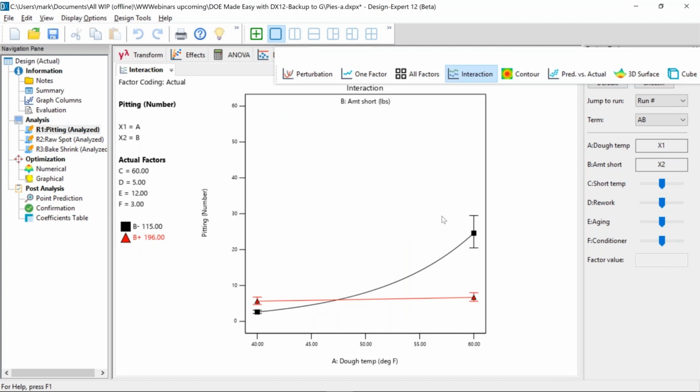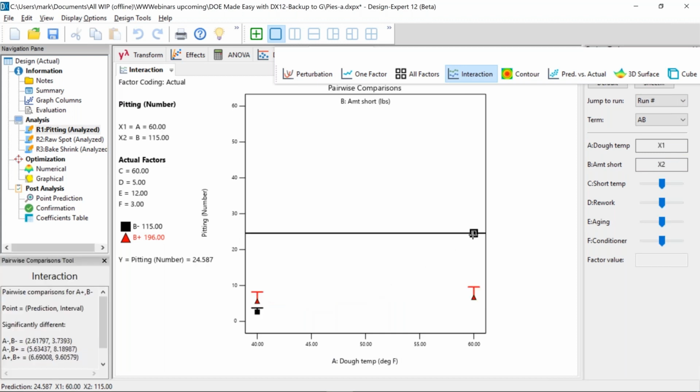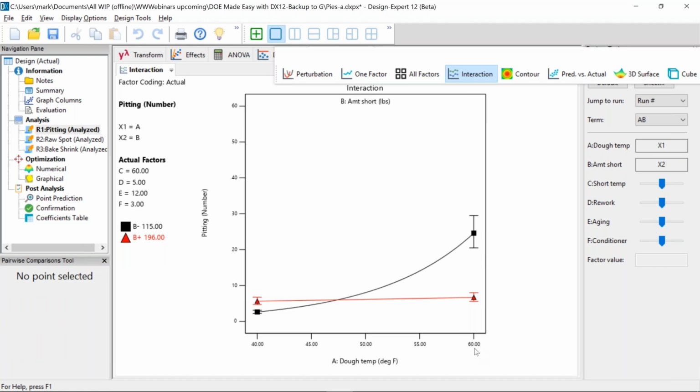And we see some interesting things happening straight away with this A-B interaction, that we get a very high level of pitting if we let the dough temperature go up at the same time that we reduce the amount of shortening, and we get a really bad result that's above specification. So looking at this, we realize that as long as we avoid that condition, and for example, if we go to the high level of shortening, then we get this flat red line, and that would be a robust operating condition. So that was an answer for the food scientists.